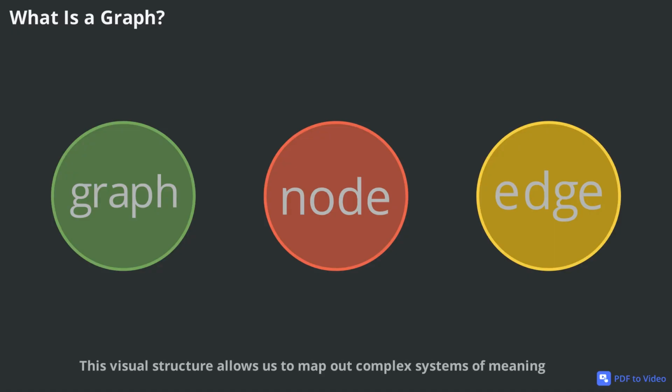This visual structure allows us to map out complex systems of meaning, making it easier to spot central concepts and patterns that traditional methods might miss. By visualizing language as a network, we gain new insights into how ideas are structured and communicated.